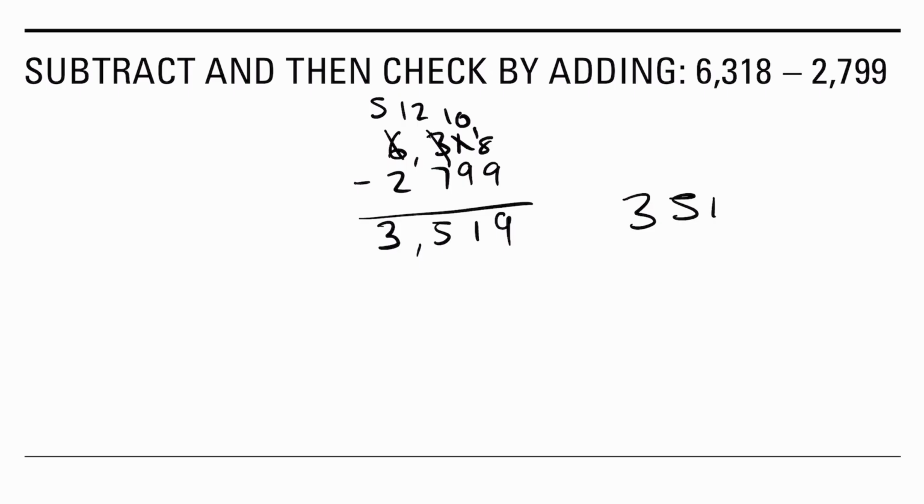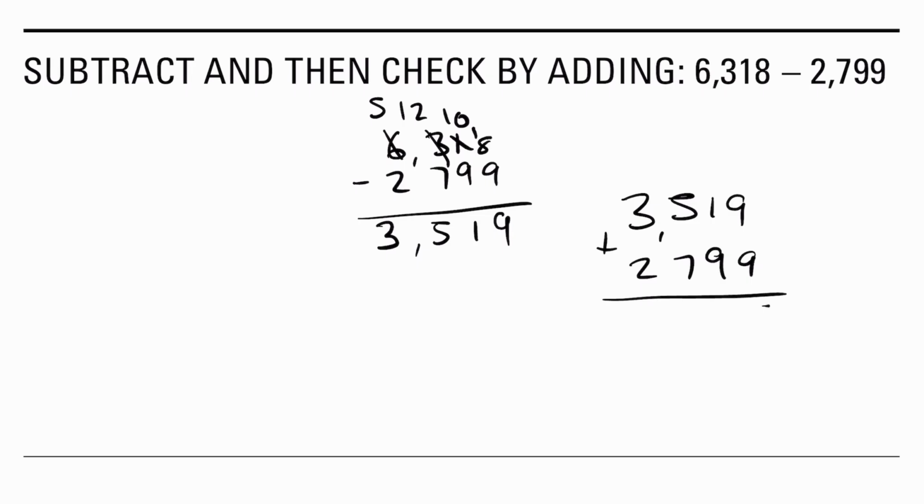So if we add that back to the 2,799, we would then get 9 plus 9, which is 18. Carry the 1. 1 plus 1 is 2, plus 9 is 11. 1 plus 5 is 6, plus 7 is 13. 1 plus 3 is 4, plus 2 is 6, and we get 6,318, which is what we started with. So we know we're correct there as well.